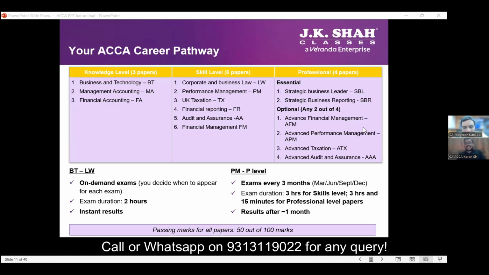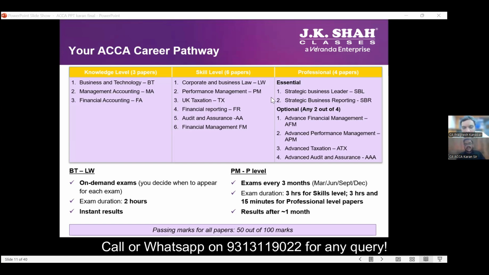Correct. So you can say this is a type of mini MBA, because whatever you learn in your MBA program over a period of 2 years, you are learning it in summary in the Strategic Business Leader paper. And what is Strategic Business Reporting, sir? SBR? This is nothing but your accounts paper, the financial reporting paper. So the two essential papers are SBL on management learning and SBR on accounting learning.